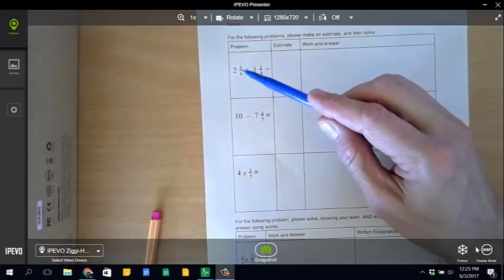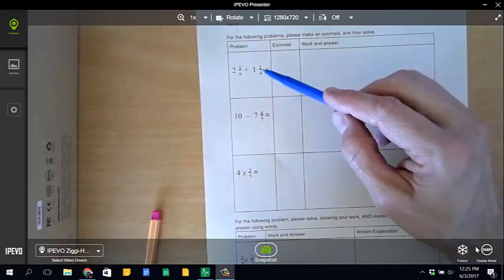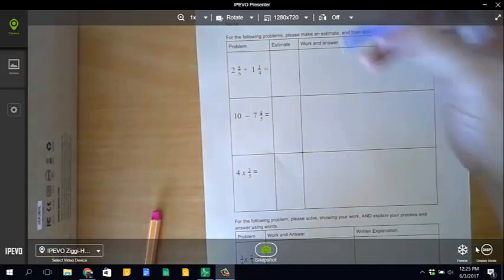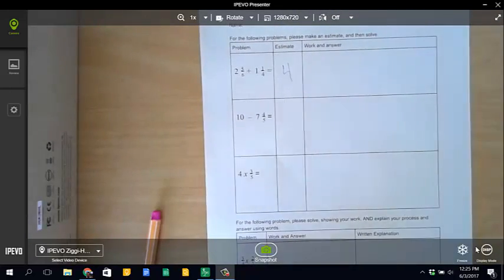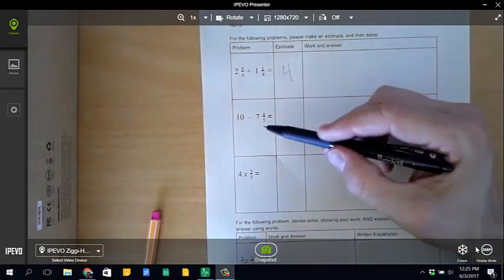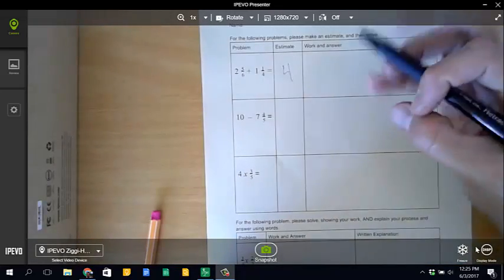So here I have almost 3 plus about 1, so my estimate is going to be 4. Here, actually that pen is not great. This one should be better. This one is 10 minus almost 8, so 2.